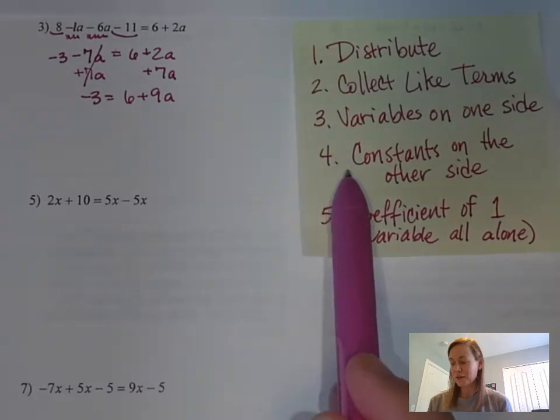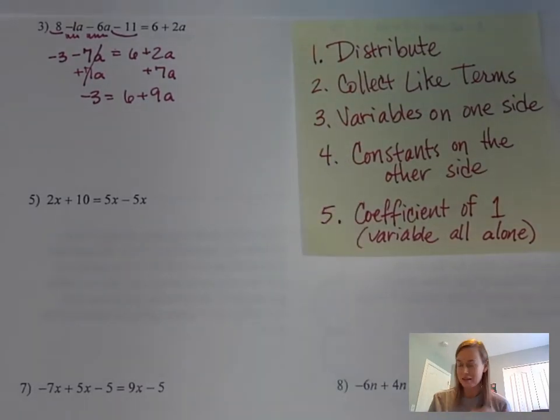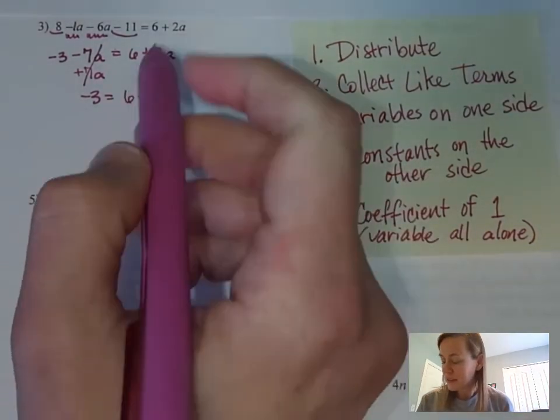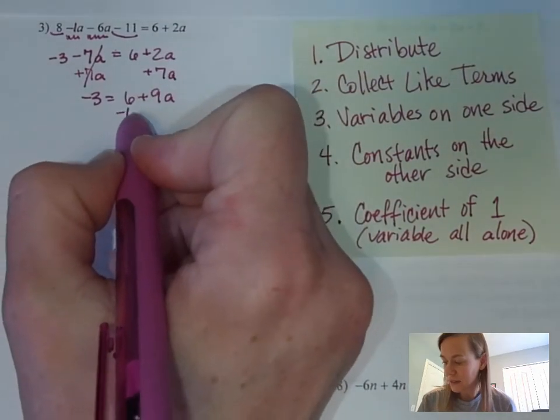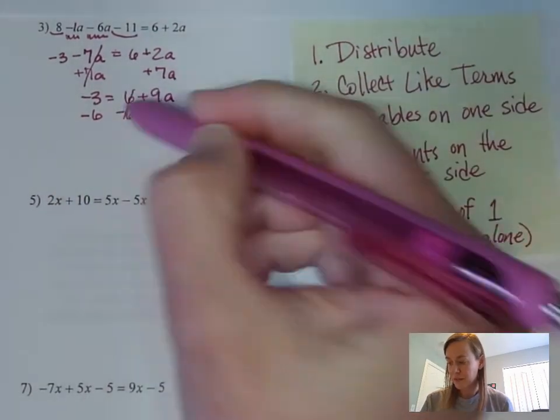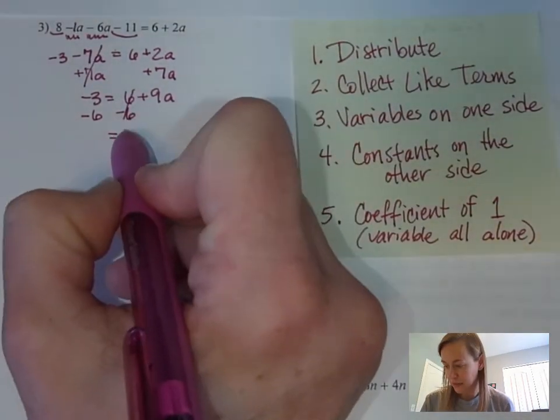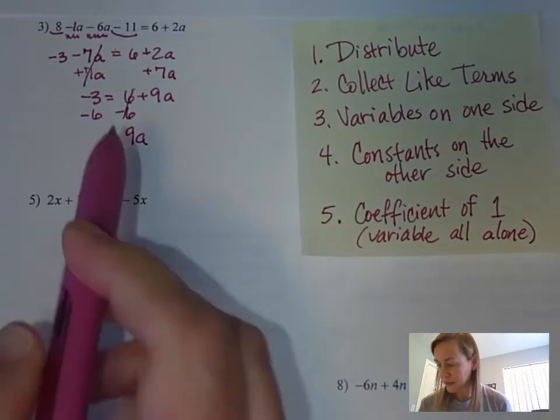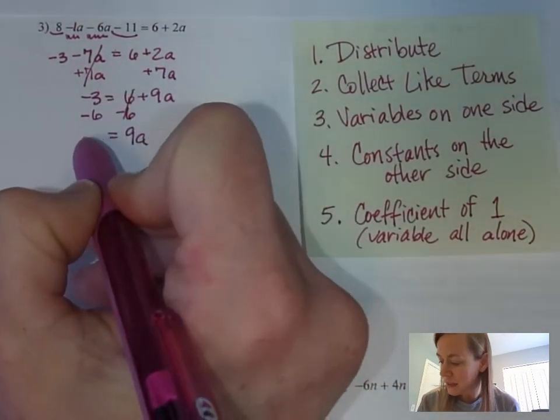Now let's go to step 4, constants on the other side. So let's get rid of the constant on this side because we can't have constants on the same side as the variable. There we go. 6 minus 6 is just going to give us 0, so that side's going to be 9a and nothing else. Negative 3 minus 6 is going to be negative 9.